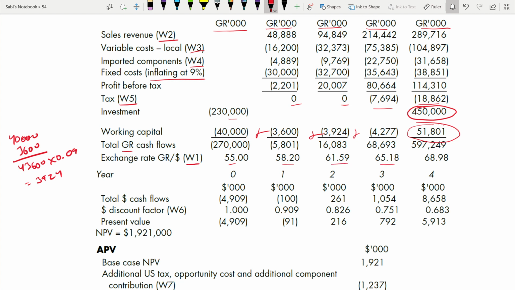Okay. Now after you put that, what is the cash flow? The dollar cash flow. So you just have to divide. Let's say for year 0, it will be 270 million divided by 55, which will be 4.909 million, right? So you just have to divide the total Gamalion currency cash flow by the exchange rate. Now the discount factor is working 6. The discount factor is not given. For that you have to do a separate working.